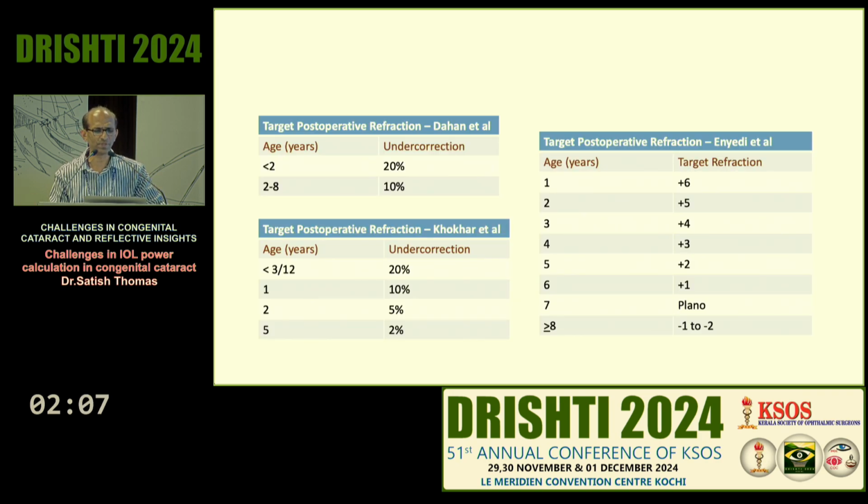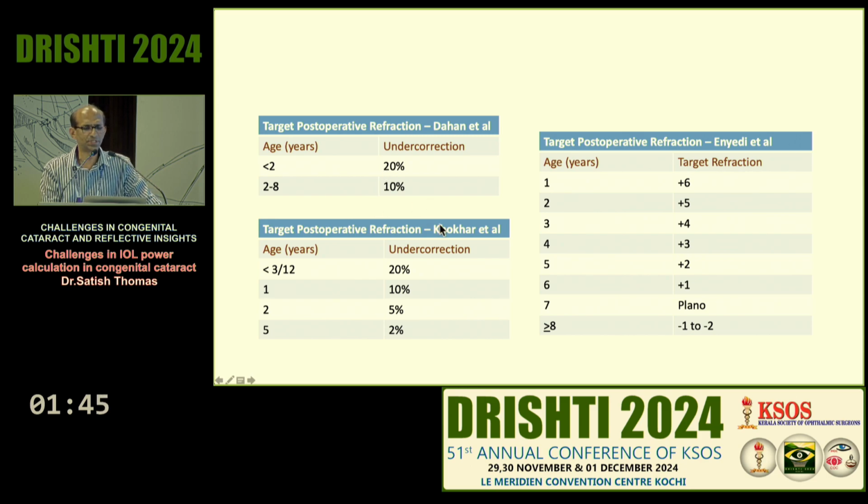So these are some of the tables that are available. One of the earliest ones we are familiar with would be the Dahan's recommendation, where he said that in children below 2 years of age, you undercorrect by 20%, and between 2 and 8 years of age, undercorrect by 10%.